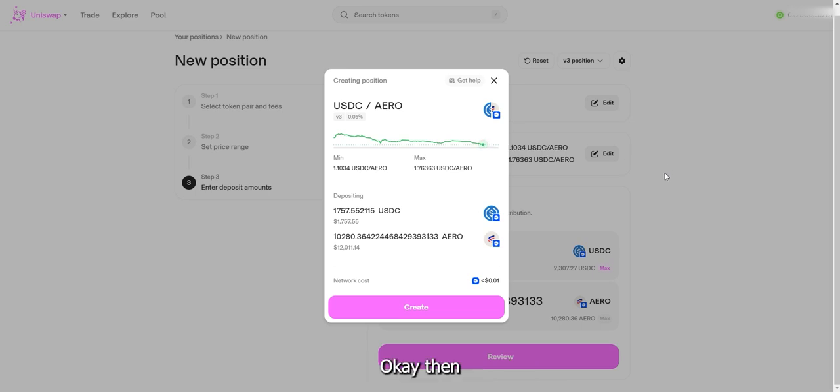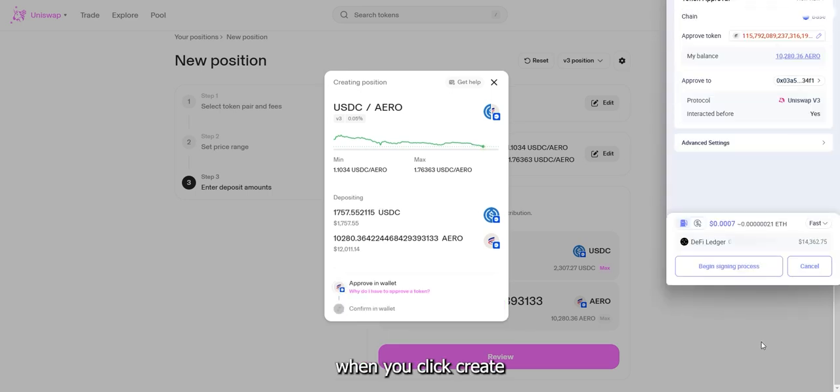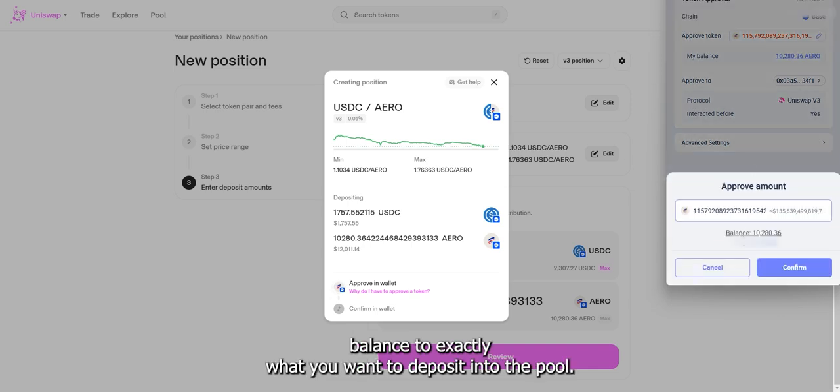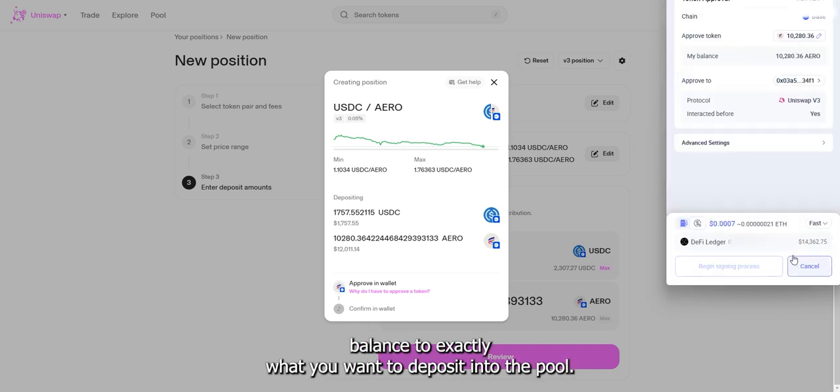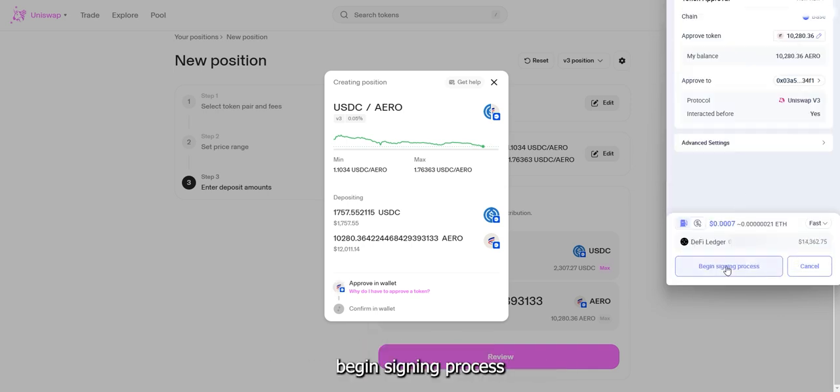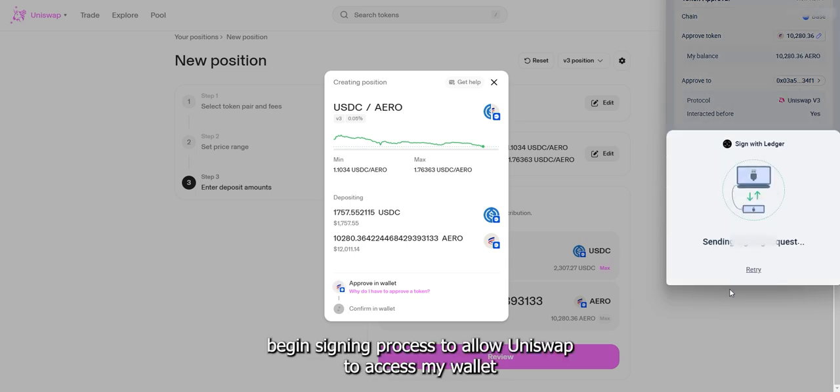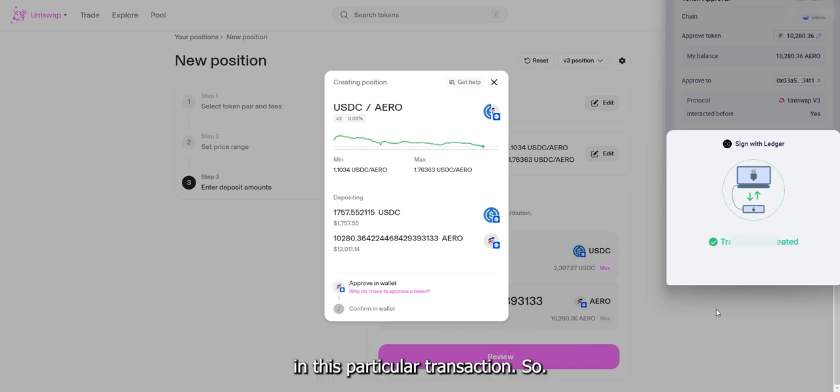Okay, and then when you click create, a good practice is to adjust this balance to exactly what you want to deposit into the pool. And I'll begin the signing process to allow Uniswap to access my wallet in this particular transaction.